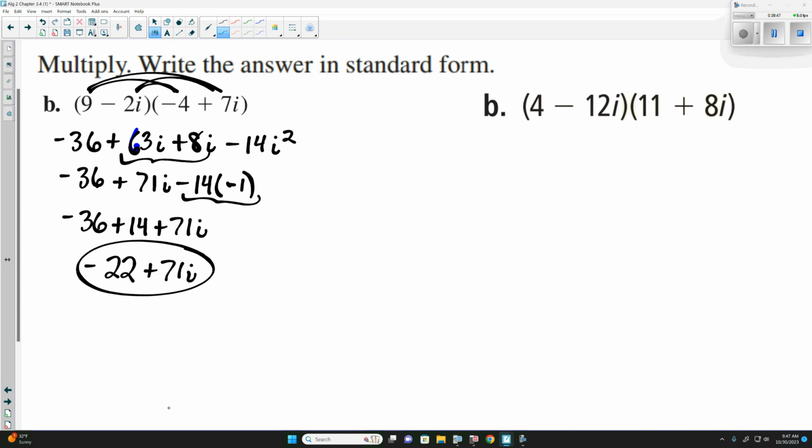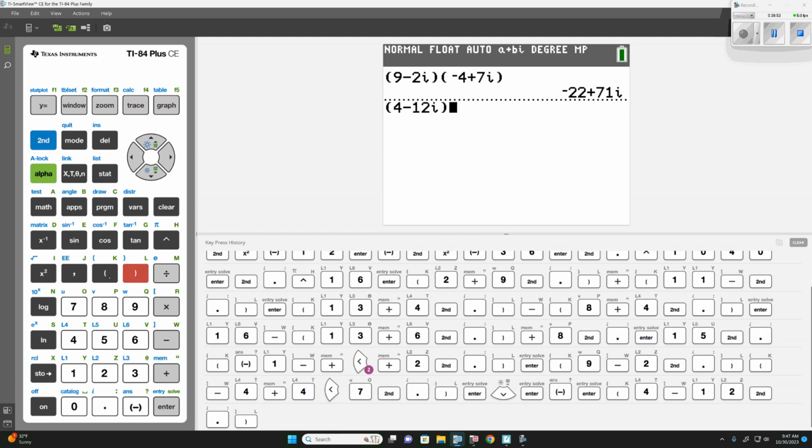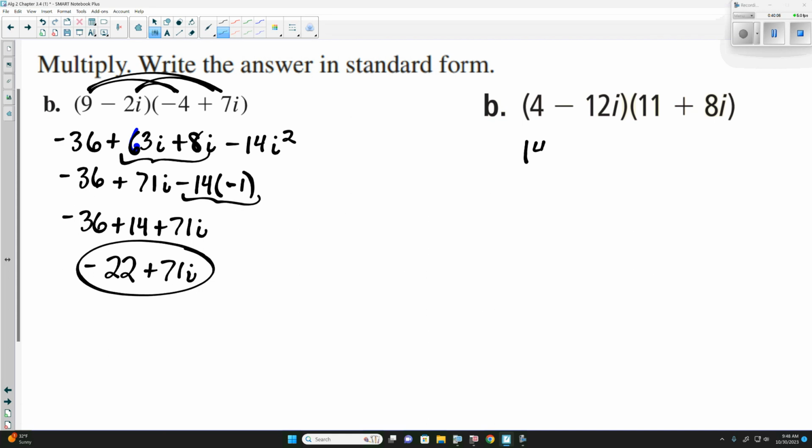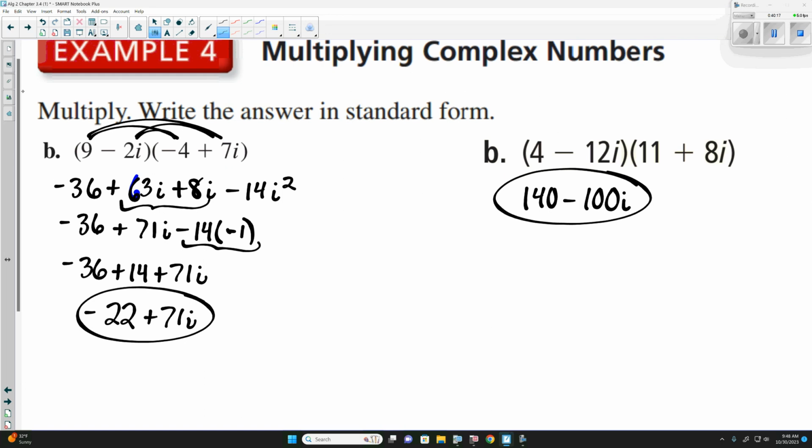4 minus 12i times 11 plus 8i is 140 minus 100i. Questions on any of this here?